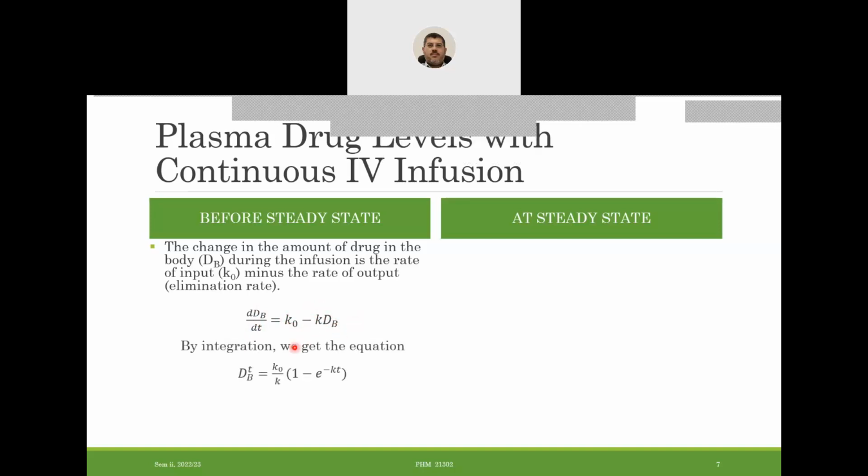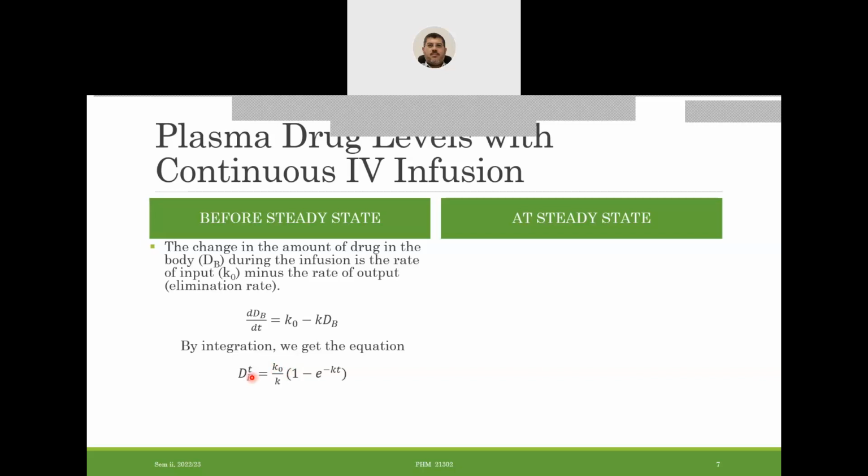Okay. So by integration, we get this equation: the amount of drug in the body at a certain time equals the rate of administration. This rate of administration is the rate of infusion. So in practice, you see in the data, how much was the infusion rate? How many milligrams of drug? If you say rate of administration of drug, then divide the dose in milligrams, for example, per minute or per hour, per time.